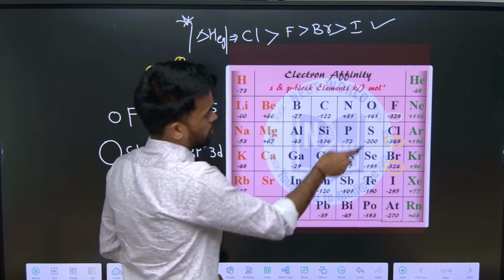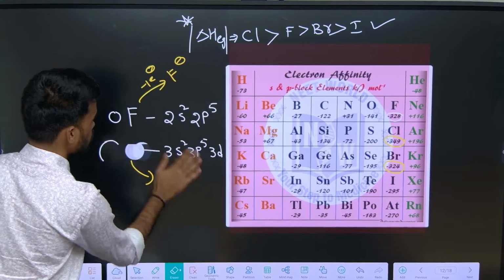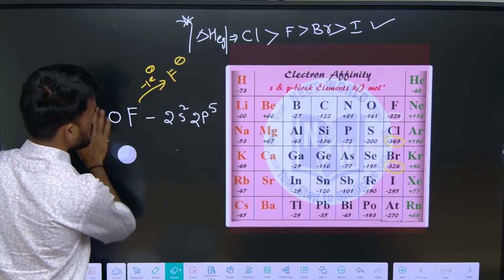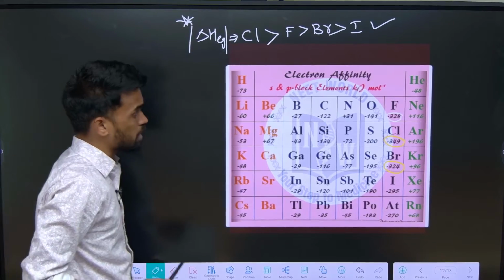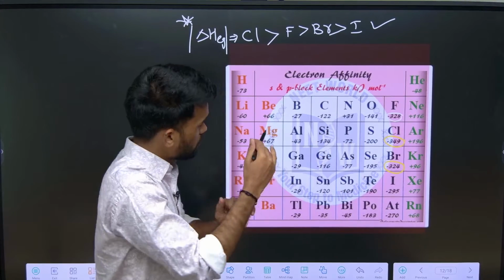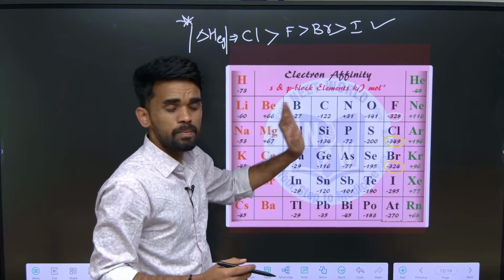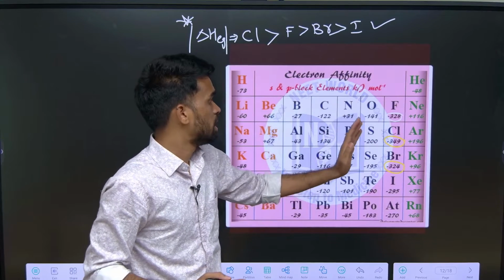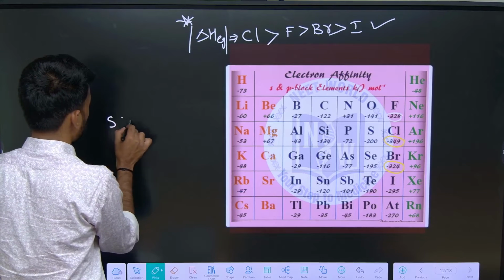Next, what about the oxygen family elements? Here also we have some exceptions. What do we expect? Oxygen will have more than sulfur, no? But here, when we compare second period and third period elements, generally third period elements have more electron affinity than second period elements. So sulfur will be more than oxygen. This is for sure.